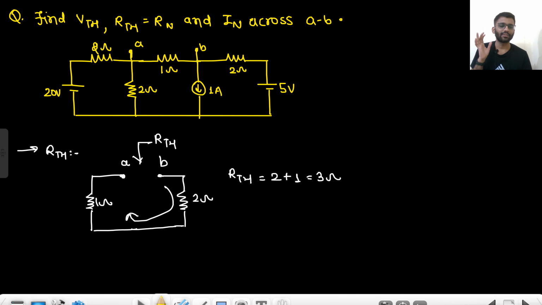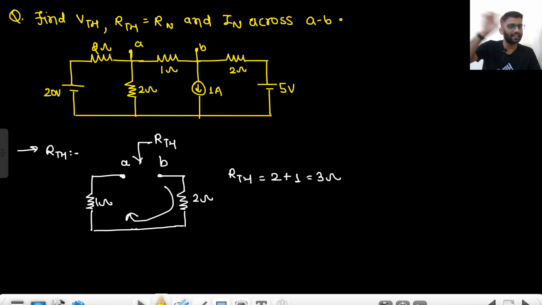So I hope you are getting the concept of theorems now. Superposition theorem we have seen, Thevenin's theorem we have seen, Norton's theorem we have seen. I will just revise it once again. What is superposition theorem? Consider only one source at a time. Keep dependent sources intact. Nothing will happen with dependent sources. Independent sources you will consider only one at a time. Get the parameter, add them up. That's it.